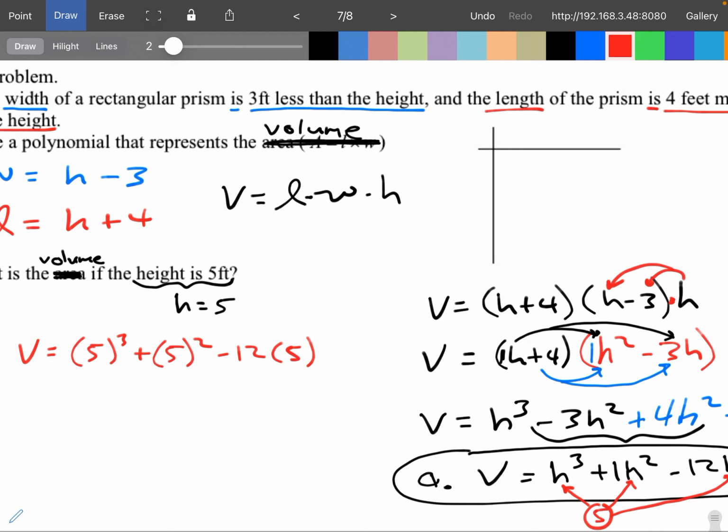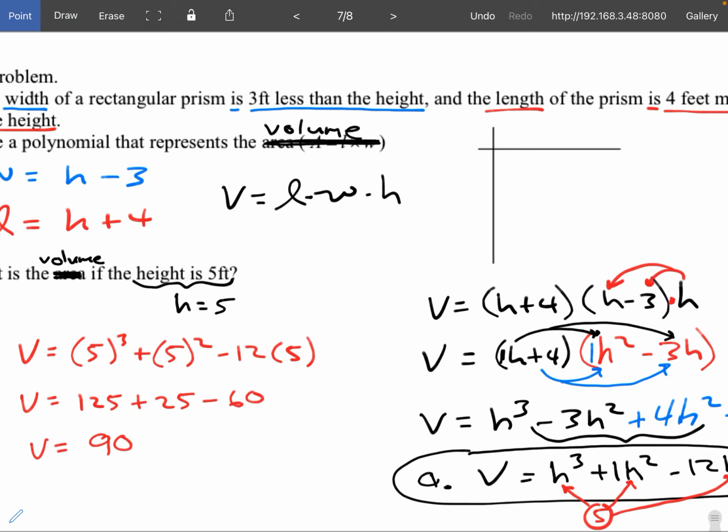All right, so then, let me slide this down. So what's 5 cubed? 125. Almost done. Plus what's 5 squared? 25. And then minus 12 times 5. Negative 60. Good. So we get a final volume of 125 plus 25 is 150. 150 minus 60 is? 90.